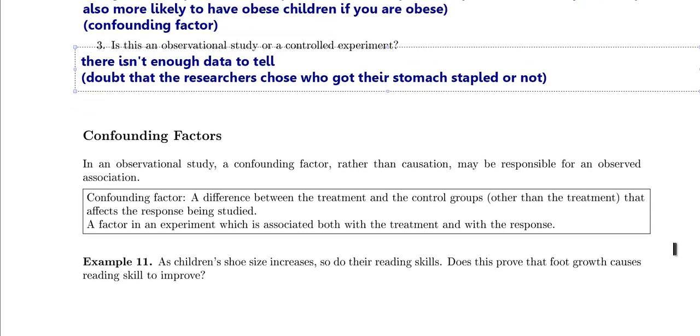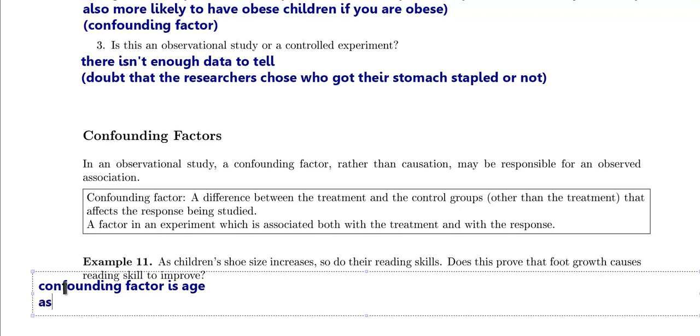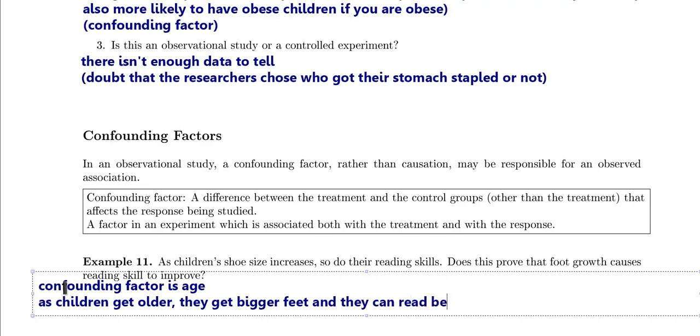So a very good example of this is as children's shoe size increases, so do their reading skills. Does this prove that foot growth causes reading skill to improve? Obviously, this seems like nonsense. And there is a confounding factor here, that is age, because as children get older, they get bigger feet and they can read better as they get older.